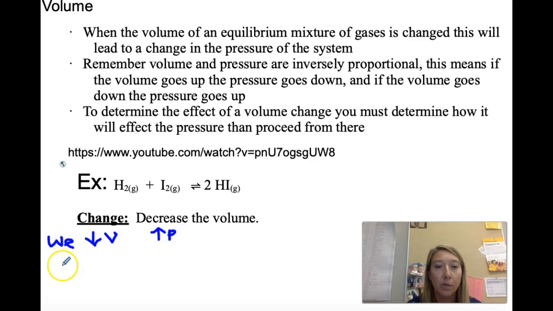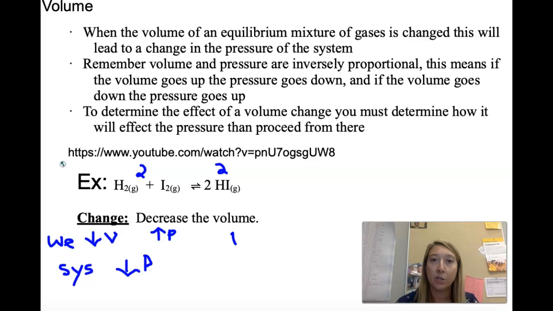So now we need to think about what our system is going to do, right? The system is going to respond to that pressure change. So if the pressure change by us was to increase the pressure, the system wants to decrease the pressure. To decrease the pressure, it would shift to the side with fewer molecules. When we look at this, gas and gas, so 1 plus 1, we have 2 gas molecules on this side. On this side over here, we also have 2 gas molecules. So in this case, there would be no shift.